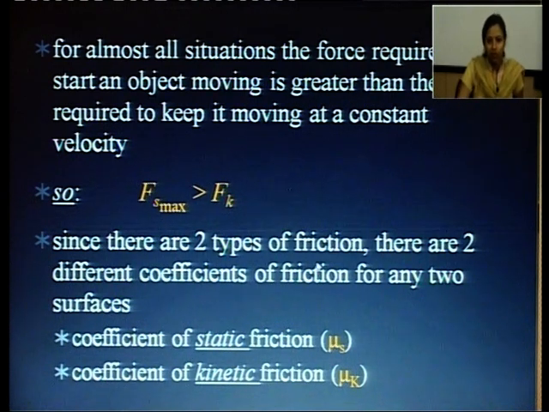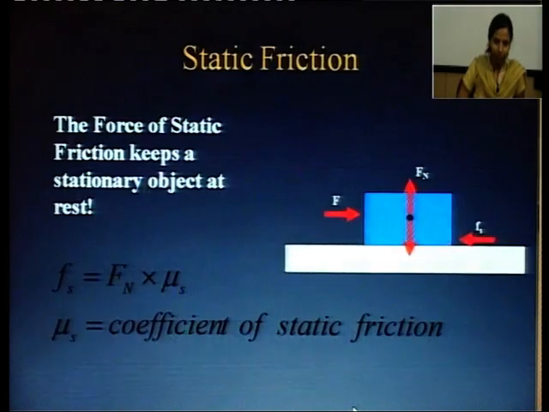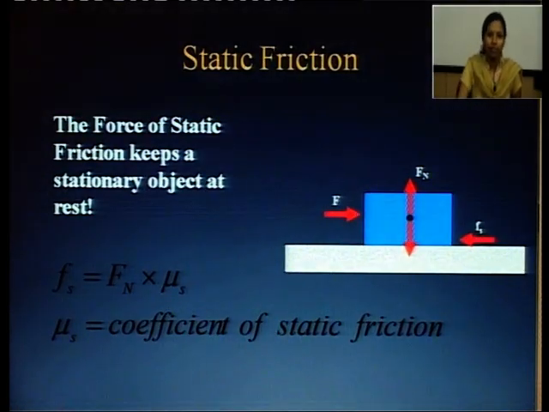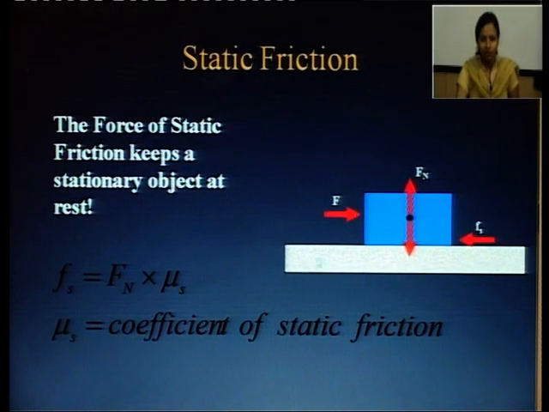There are two types of coefficient of friction: the coefficient of static friction and the coefficient of dynamic or kinetic friction. Static friction is denoted by mu s, and kinetic friction is denoted by mu k. So now we will define mu s and mu k.